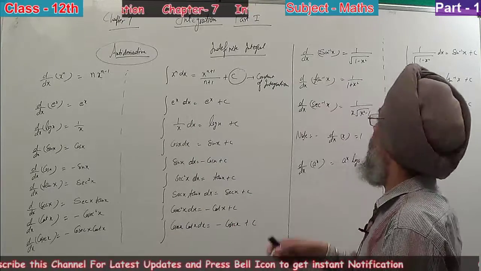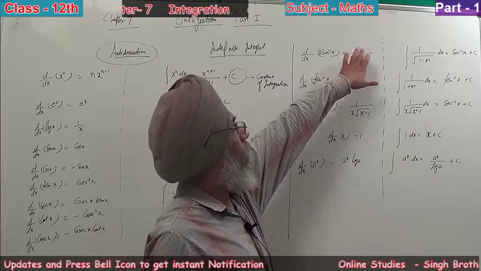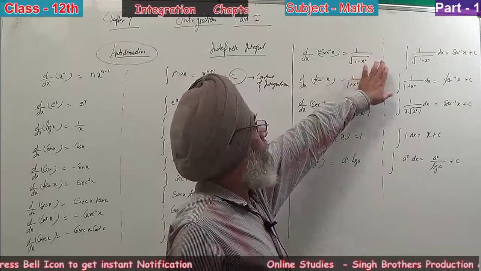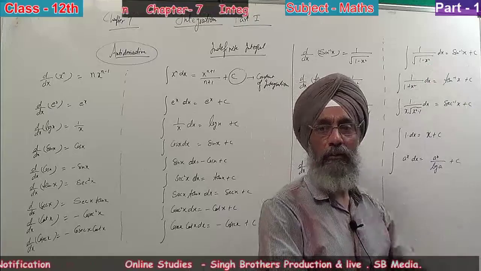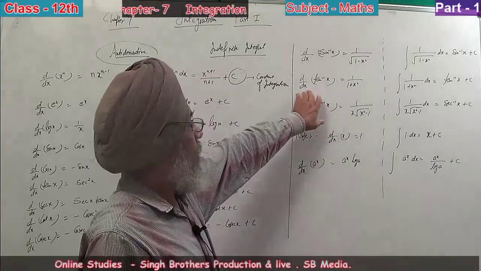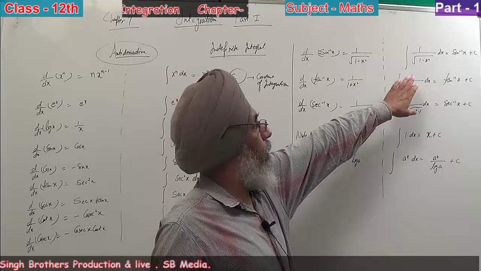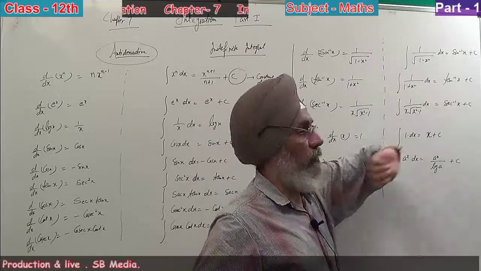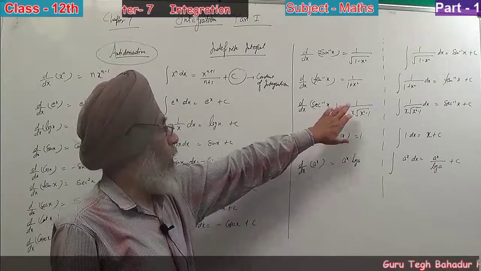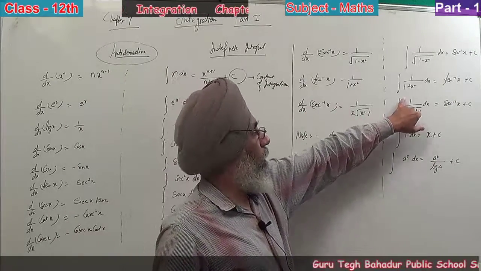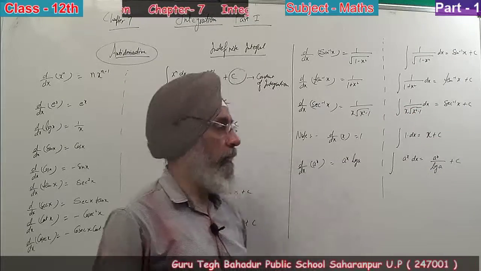Further, differentiation of sin inverse x is 1 upon root 1 minus x square. So, integration of 1 upon root 1 minus x square is sin inverse x plus c. Differentiation of tan inverse x is 1 upon 1 plus x square. So, integration of 1 upon 1 plus x square dx becomes tan inverse x plus c. Again, differentiation of sec inverse x is 1 upon x root x square minus 1. So, integration of 1 upon x root x square minus 1 dx is sec inverse x plus c.